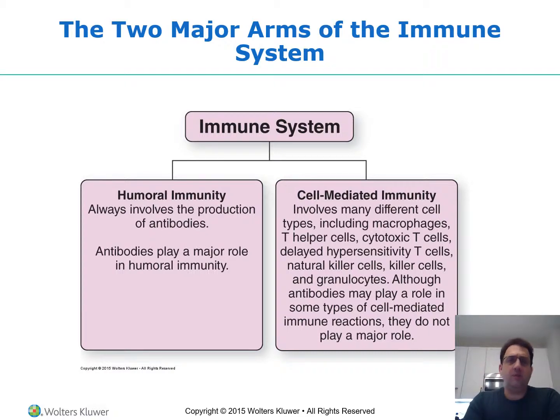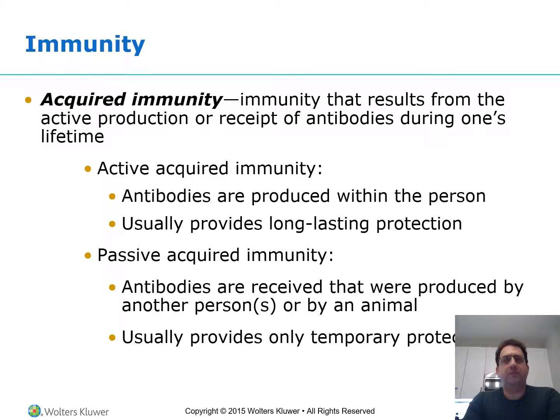So here you can see in the humoral side, always involves antibodies. Antibodies basically drive this. In cell-mediated immunity, it could involve T helper cells, cytotoxic T cells, delayed hypersensitivity T cells, natural killer cells, granulocytes, the macrophages and neutrophils will play a role here as well. Antibodies do play a role in attracting these cells, but they don't actually do the destruction themselves.